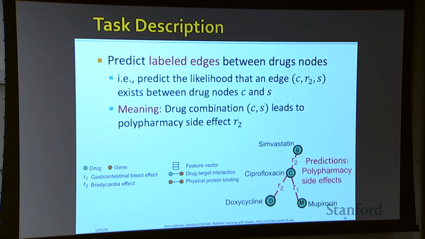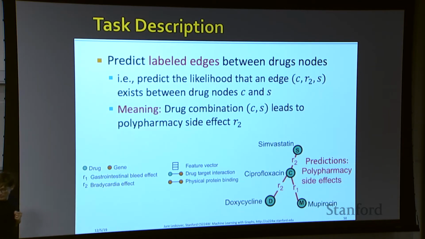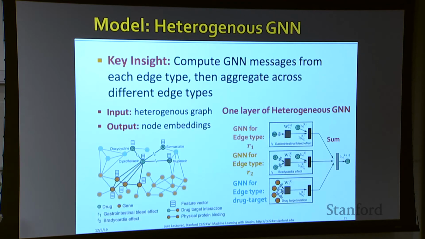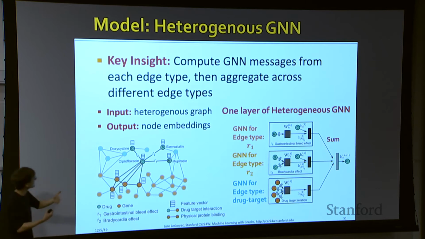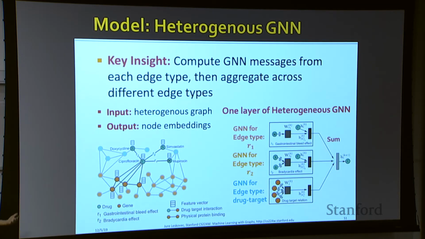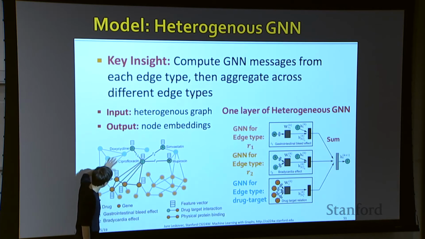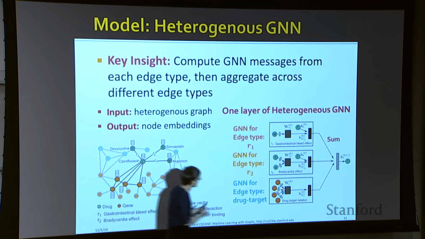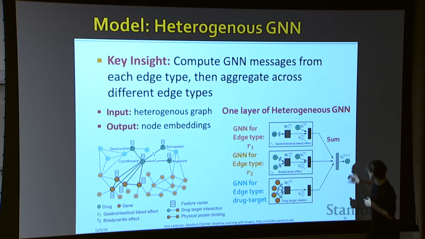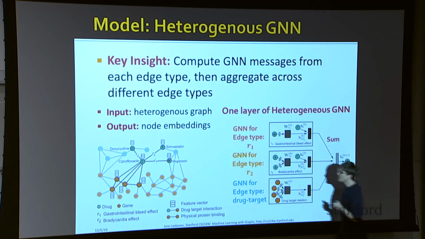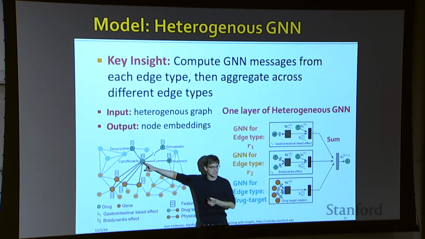And again, we will be using a graph neural network to do this. So how are we going to do this? We will use graph neural networks to compute messages over different edge types and then learn how to aggregate them. So if I have my heterogeneous network, here is one layer of the graph neural network to compute the embedding for this node C here.